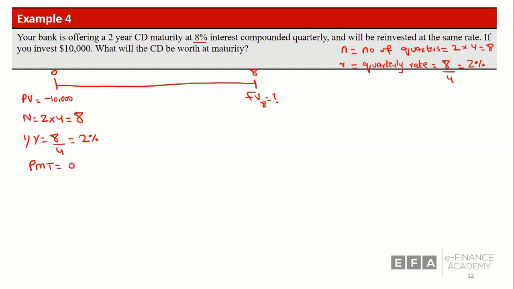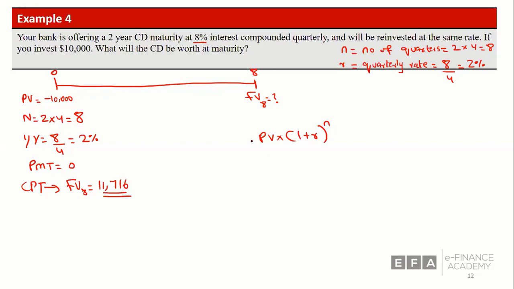And all we would then do is simply compute the future value, and this should actually give us the answer. If it's quarterly compounding, it should give us 11,716. That's the answer. If you're doing it using the formula, you would just say present value times 1 plus the quarterly rate to the power of the number of quarters.